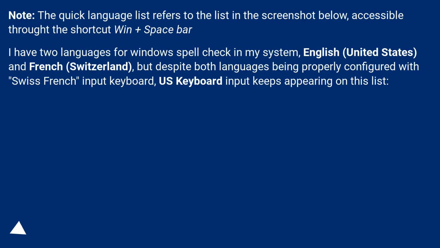Note, the quick language list refers to the list in the screenshot below, accessible through the shortcut Windows plus spacebar. I have 2 languages for Windows spell check in my system, English, United States, and French, Switzerland, but despite both languages being properly configured with Swiss French input keyboard, US keyboard input keeps appearing on this list.